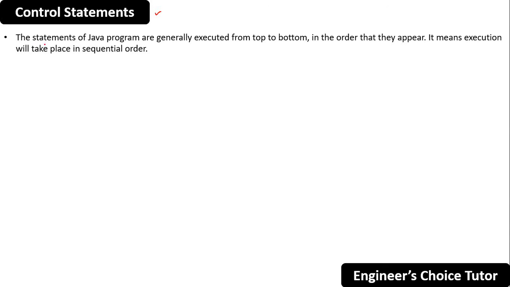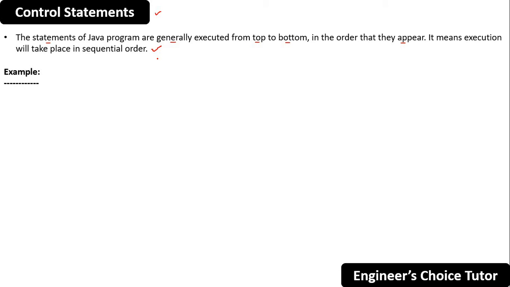So basically, the statements of a Java program are generally executed from top to bottom in the order that they appear. It means execution will take place in sequential order. Let's understand this line with the help of one example.